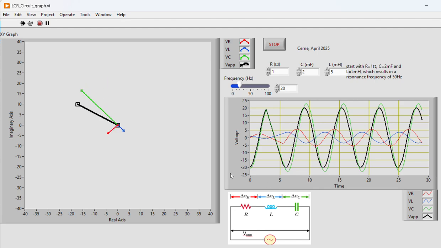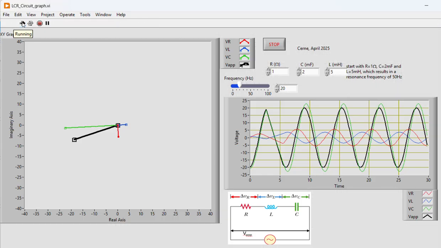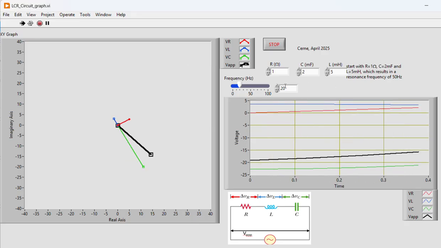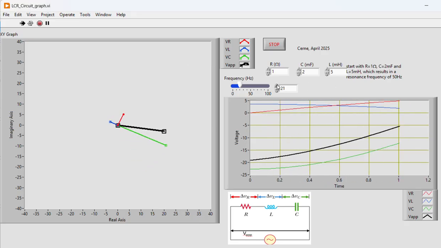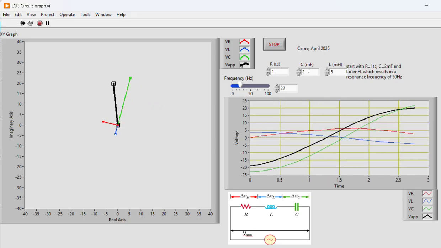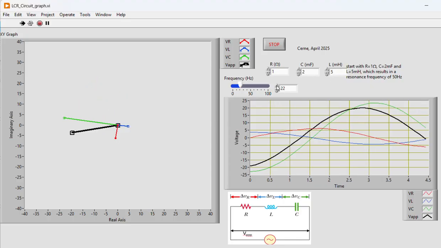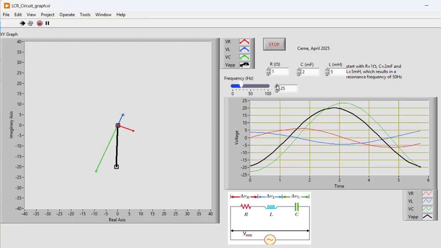Okay, so now let's reset this and start over and look at what happens as we increase frequency. We're going to start at 20 hertz, and let's start increasing the frequency. The resistance is 1 ohm, the capacitance is 2 millifarads, and the inductance is 5 millifarads. So 22 hertz, 24.